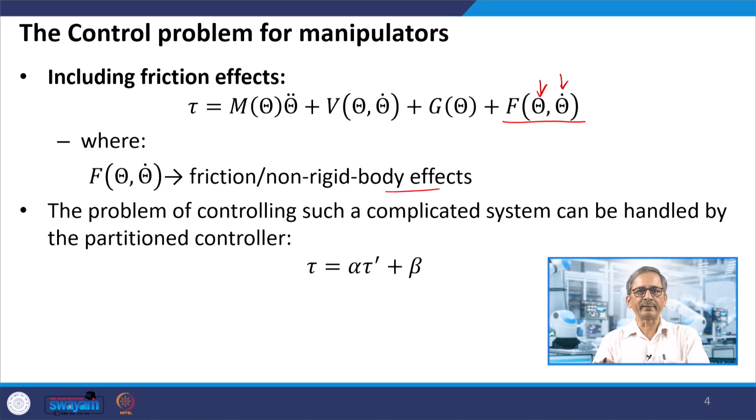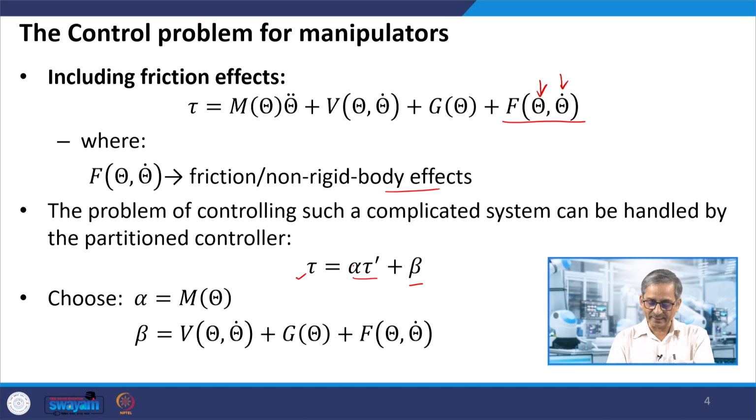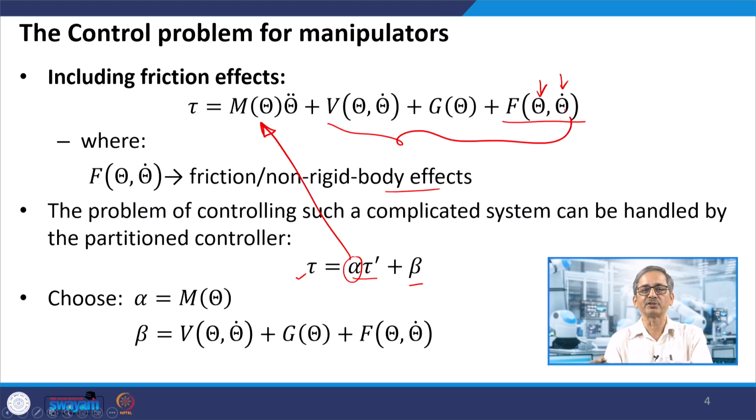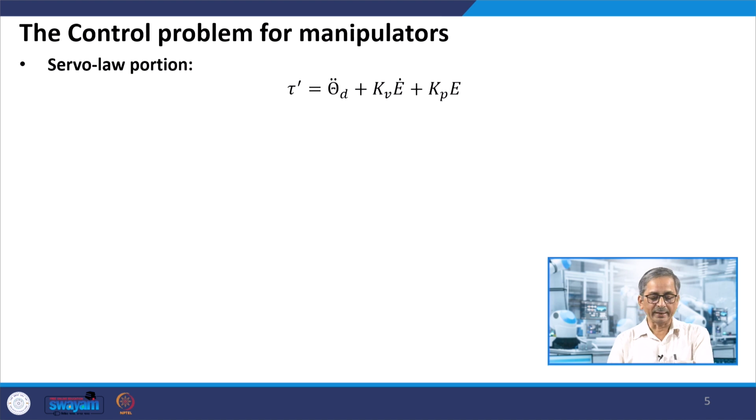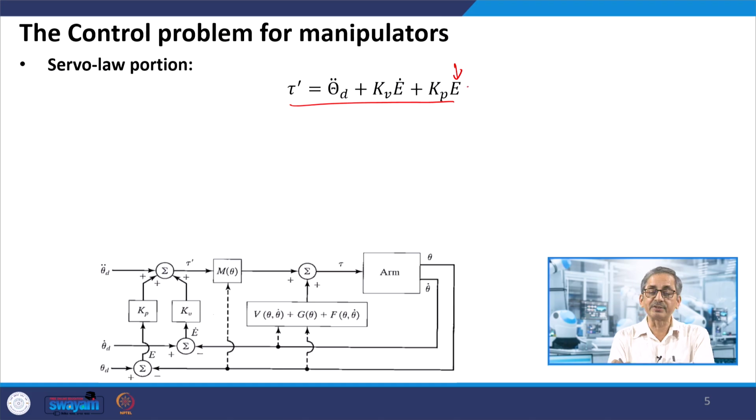I can write the partitioned control law here as tau = alpha tau dash plus beta. Here alpha is the same as M(theta), and the rest of the part constitutes beta. Then I can write the servo law portion as this one, where E is the error vector, E dot is the error derivative vector, and theta d double dot is the desired joint acceleration vector.